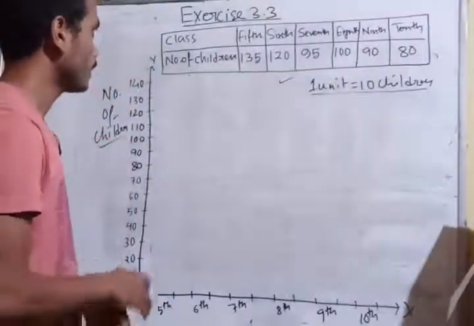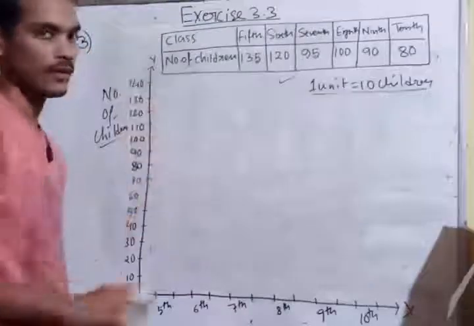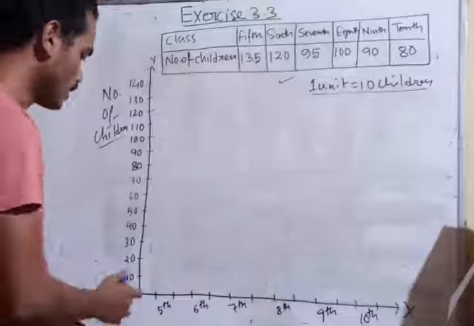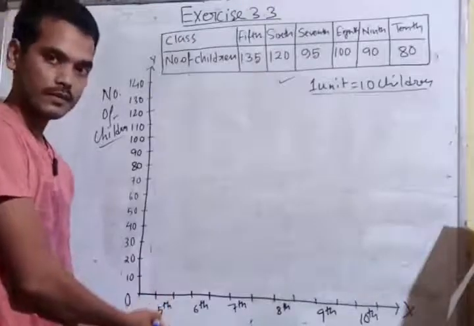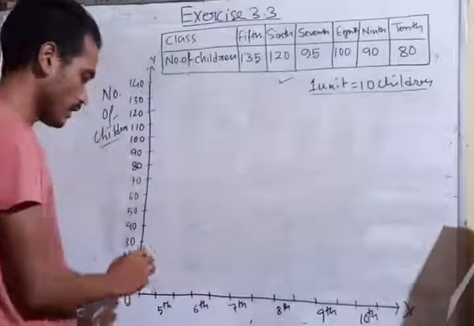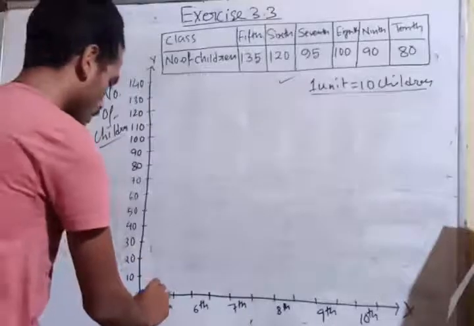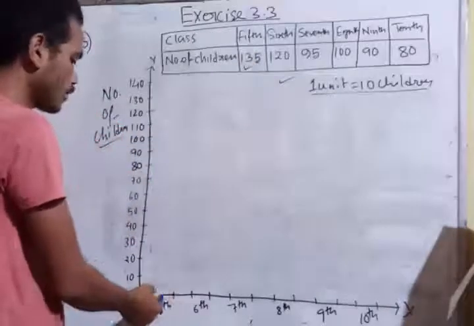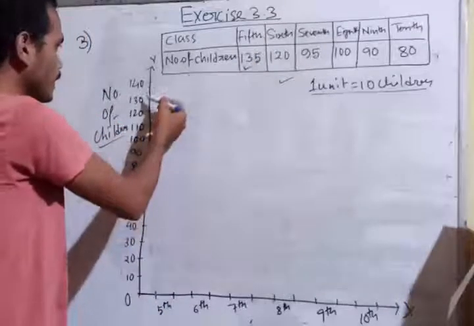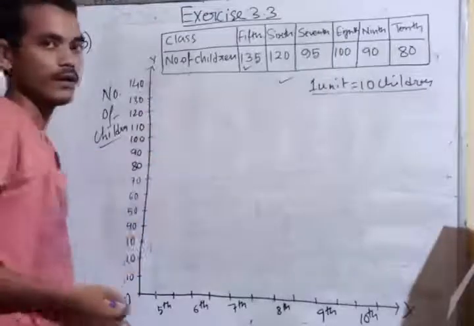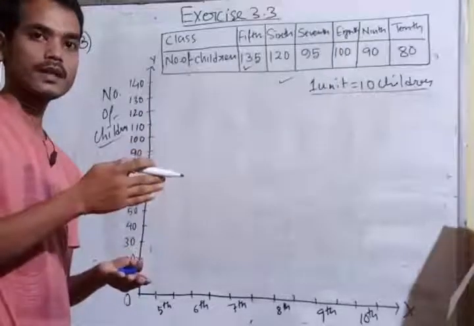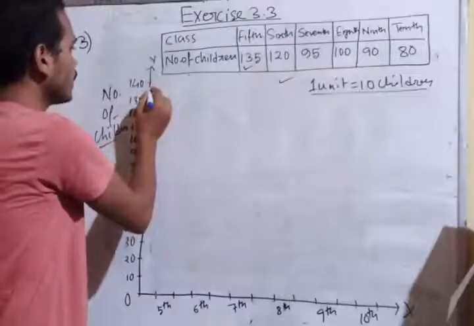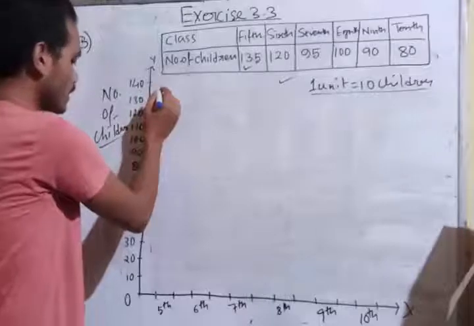Now we have to represent the given data. In the 5th class 135 students are there. From 0 you have to skip the first unit, after that the 5th class will start. So this is the 5th class, and the students are 135. Now you see here, where is your 135? This is 130, then 140. So 135 lies in between 130 and 140.